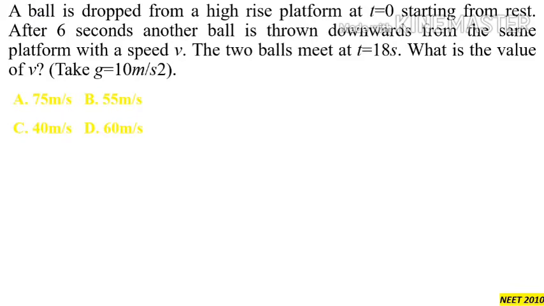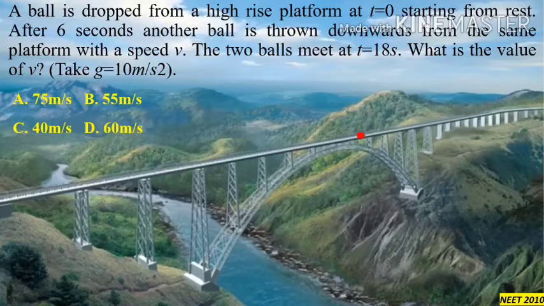A ball is dropped from a high-rise platform at t equal to 0 starting from rest. Let us see in animation. From the high-rise platform, one ball is dropped, and after 6 seconds another ball is dropped. Here we can see after 6 seconds another ball is dropped. Another ball is thrown.